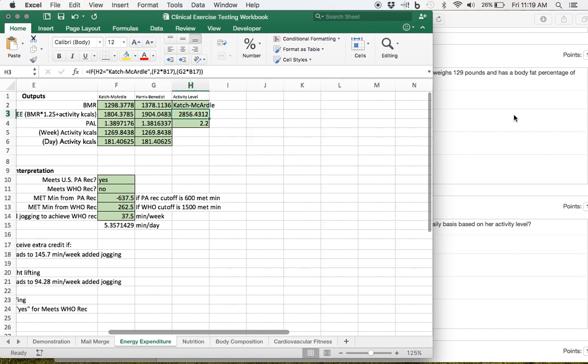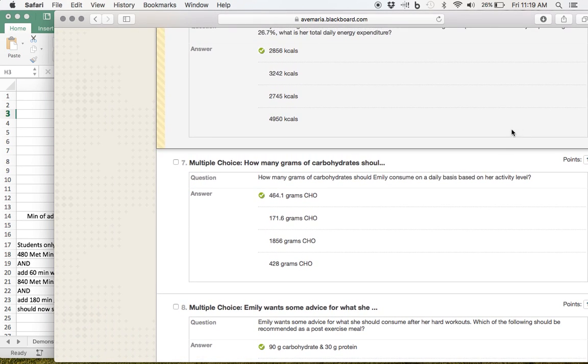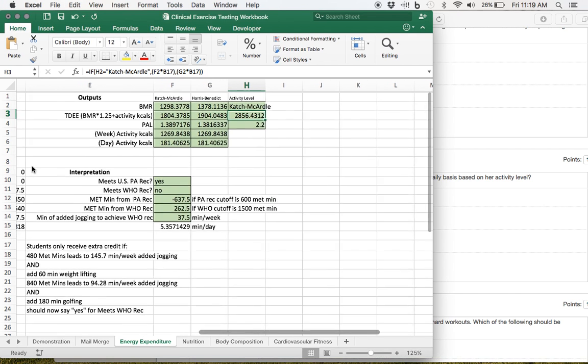Alright. Then we have another question about Emily. We want to know how many grams of carbohydrates should she consume on a daily basis in order to maintain her body weight, which is assumed, based on her activity level, which is pretty high. Now, this, of course, is in the nutrition page.